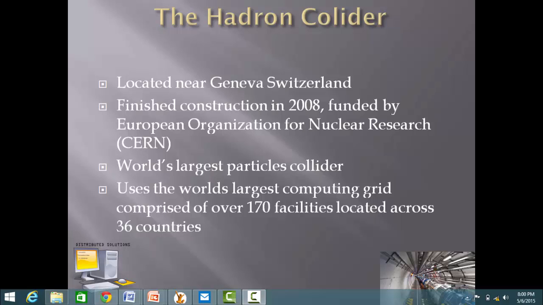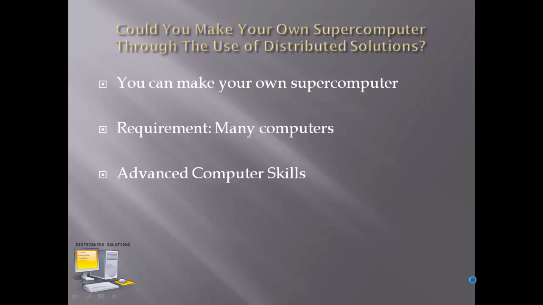Facilities are located throughout the United States, with 3 located in New England, all in Boston, Massachusetts, at Harvard University, Boston University, and the Massachusetts Institute of Technology, respectively. Through the use of distributed solutions, anybody can harness the power of a plethora of computers to create their own supercomputer. Organizations have been developed that seek out computer owners who are willing to donate their PC's processing power when their machines are not in use.